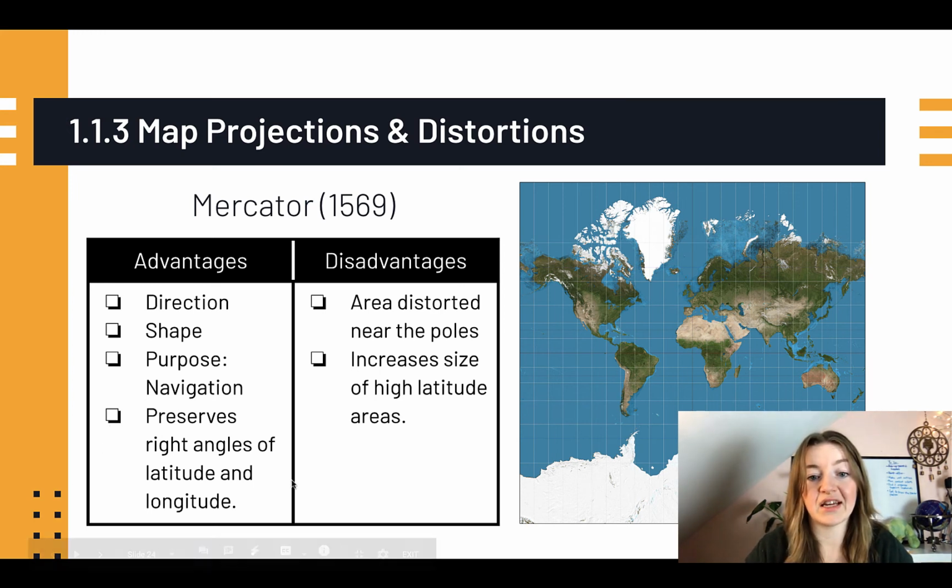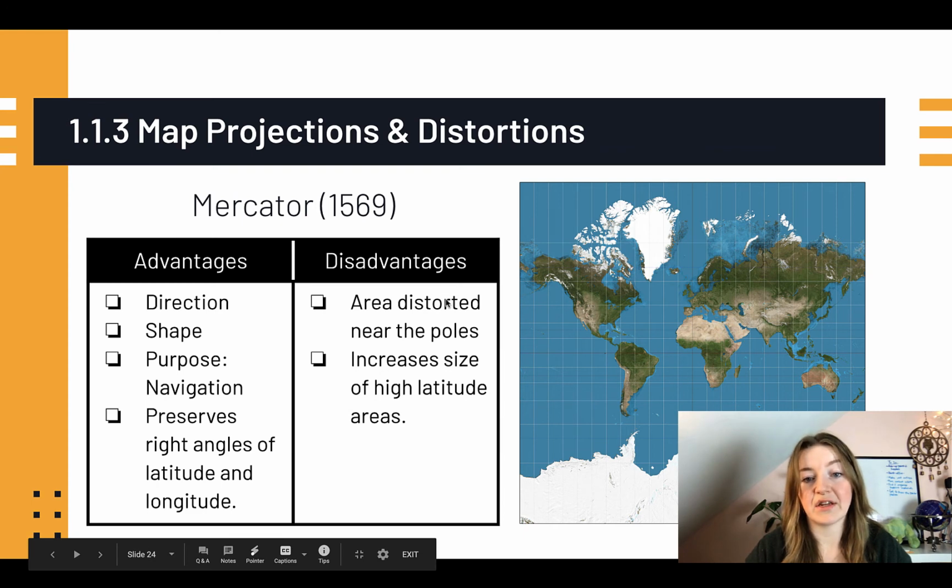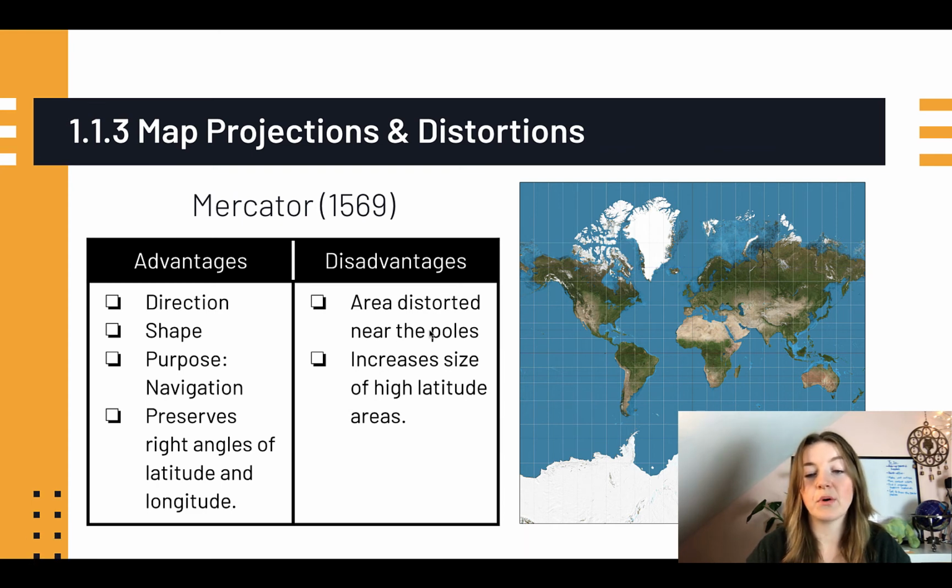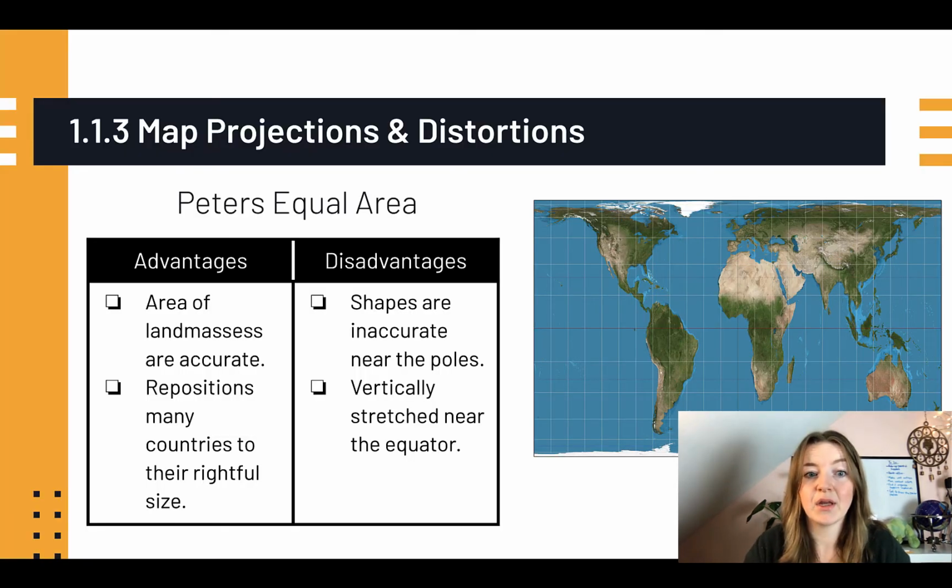However, as I was already telling you, it's got some disadvantages. The areas near the poles are drastically distorted. This is distorting size, okay? And it is increasing the size of high latitude areas. The higher our latitudes, the more distorted the areas. They look huge. Next up, we have the Peters Equal Area Map.